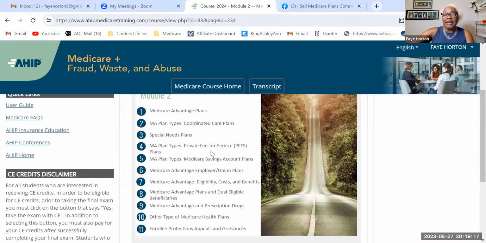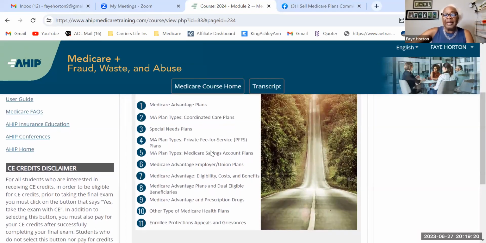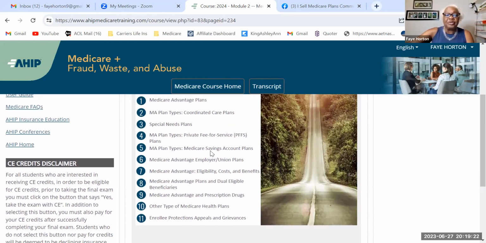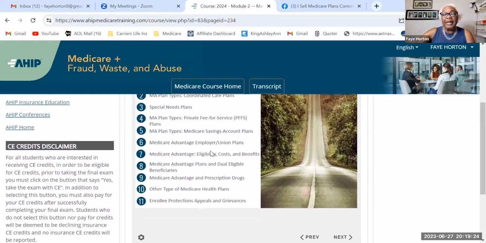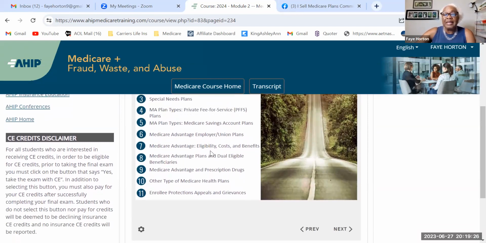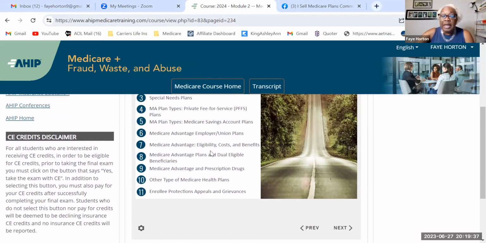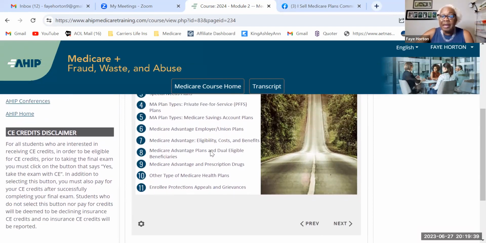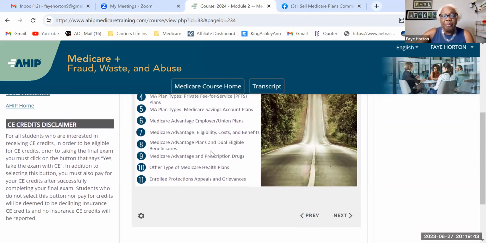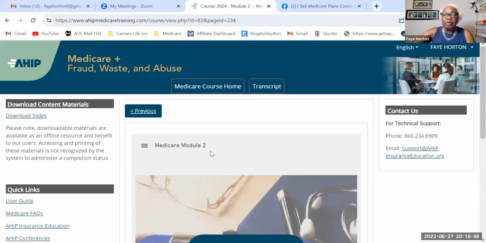Module 2, Medicare Advantage Plan: MA plan types, coordinated care plans, special needs plans, MA private fee-for-service plans, Medicare savings account, Medicare Advantage employer and union plans, Medicare Advantage eligibility, cost, and benefits, Medicare Advantage plans and dual eligible beneficiaries, Medicare Advantage and prescription drugs, other types of Medicare health plans, and enrollee protections, appeals, and grievances.